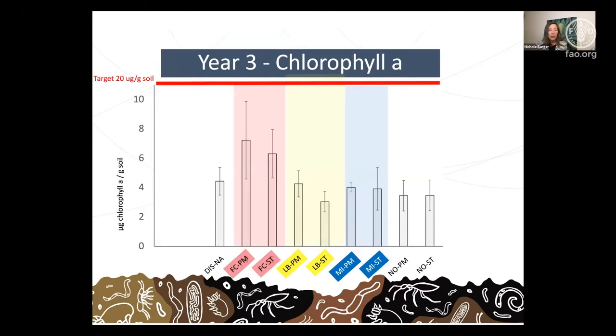However, if we focus in a little bit more and change the scale on this graph, again we have a target of about 20 micrograms per gram soil of chlorophyll. What we can see is that the field collected inoculum, which we directly took from that locally adapted field site, shows some evidence of more enhanced recovery relative to what we grew in the greenhouse, which is the yellow bars, or grew in the lab, which is the blue bars.